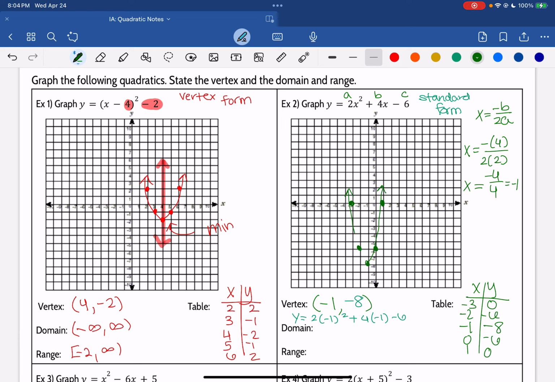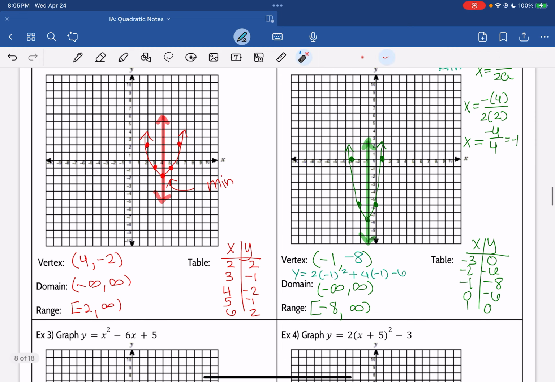So here we have another minimum. Let's put my axis of symmetry in. Domain infinity to infinity. Range, we go from that y value, again, remember this -8 from our coordinate right here, and we're going up. So it's from -8 to infinity. Those of you who struggle with your infinities, please make it known that this is a -8 and that's an infinity. Some of you guys are making them all look like this. Like, I don't know, just be careful with that.